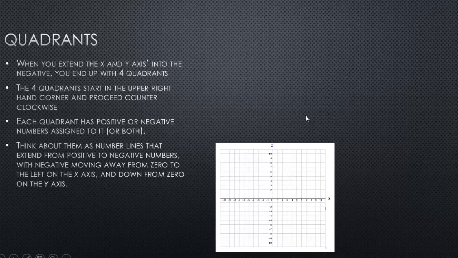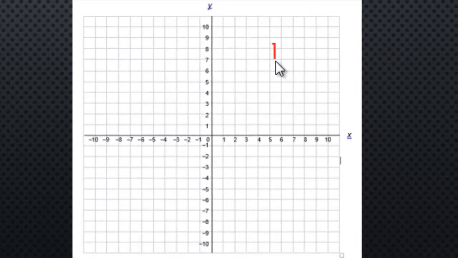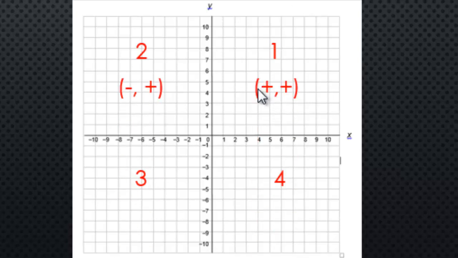When you look at your coordinate grid, when you draw all four sections, you end up essentially with 4 quadrants. These 4 quadrants start here in the upper right-hand corner and then proceed counterclockwise. So this would be quadrant 1, 2, 3, and 4. Now each quadrant has positive or negative numbers assigned to it, or in some cases both. So quadrant 1 is a positive number system, because if you go this way on the line, you're going positively towards X, and if you go up, you're positively into Y. So it is a positive coordinate system.